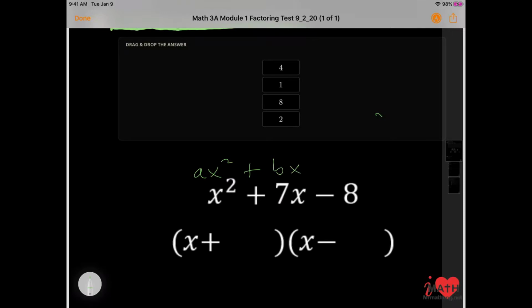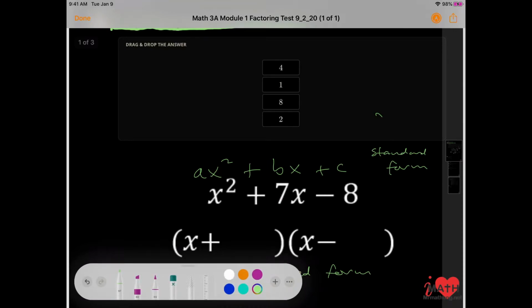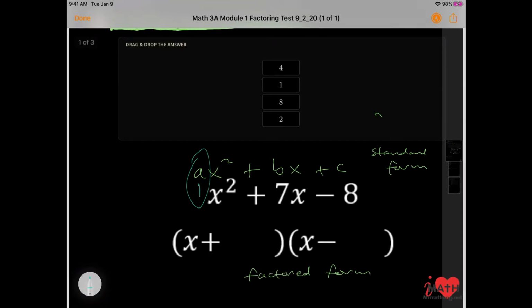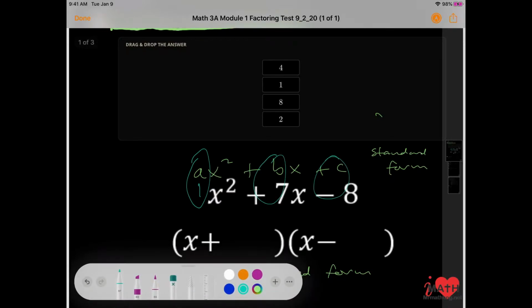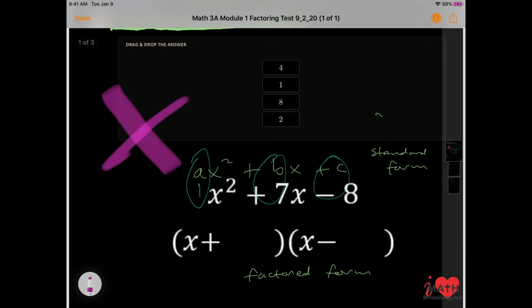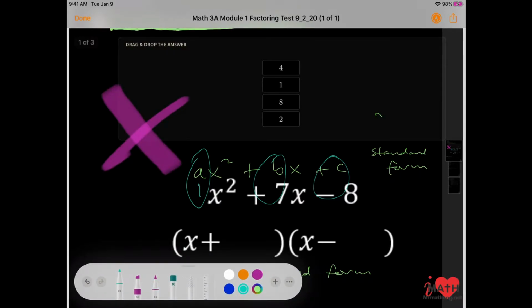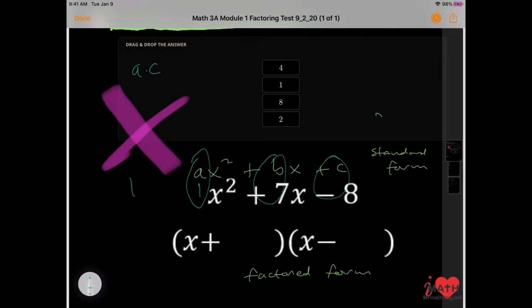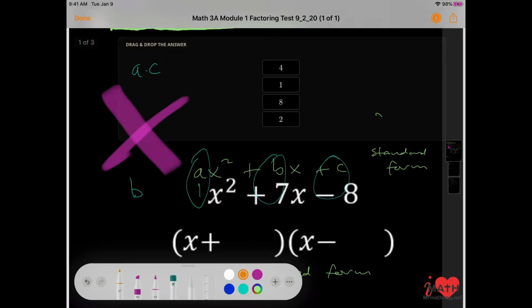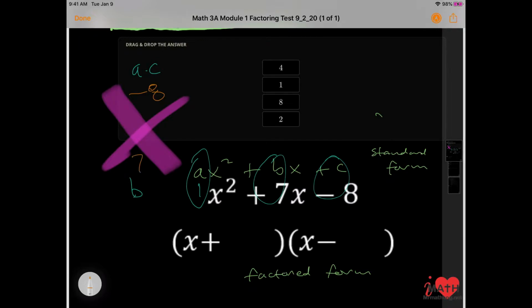and then see what my answers are. I'm going to write standard form there. And then my answer down here is called factored form, right? I'm going from standard to factored. Okay, so let's do that. So my A value here is 1, B value 7, C value is negative 8. Let's do our X. And then I'm going to write A times C up here, and this is my B value. So A times C is 1 times negative 8 gives me negative 8, and my B value is 7.